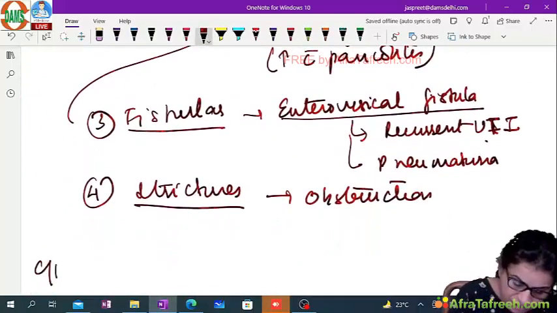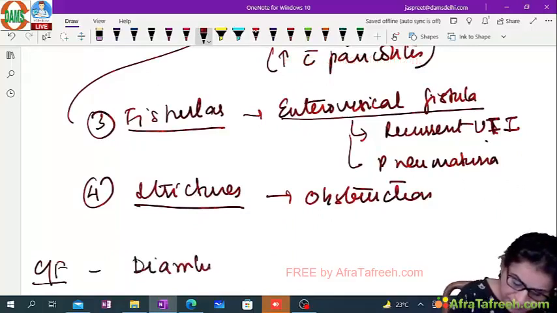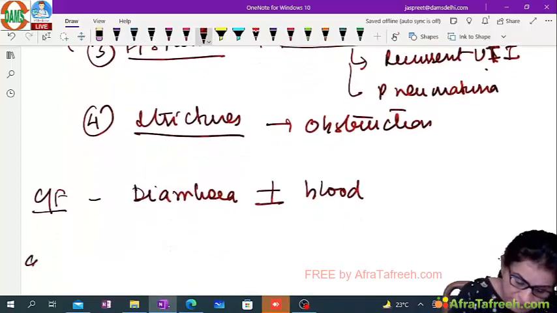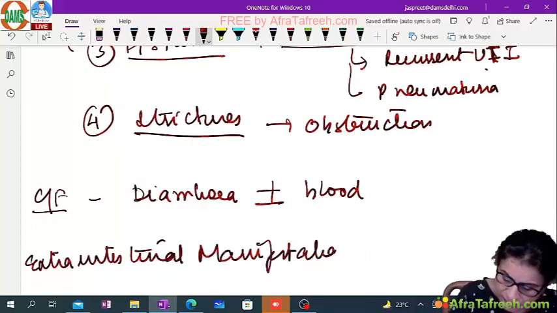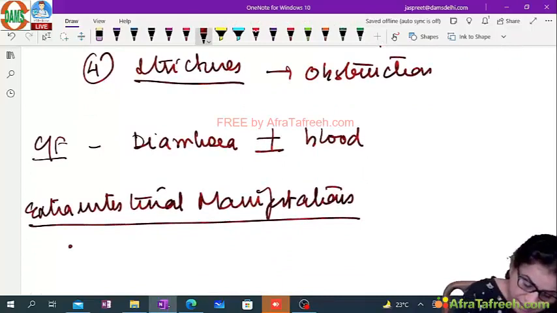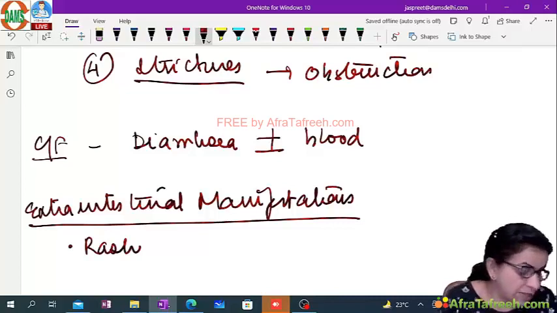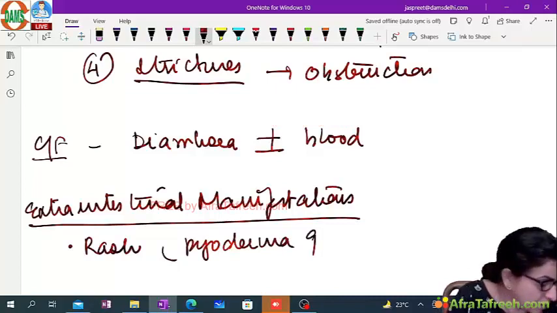Clinical features: how will they present, and what are the intestinal manifestations? The patient comes with diarrhea, with or without blood. So the diarrhea may or may not be bloody. Then patients with Crohn's disease can have extra-intestinal manifestations. Number one, rash. They can develop a rash called pyoderma gangrenosum.